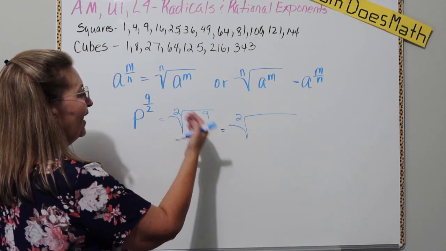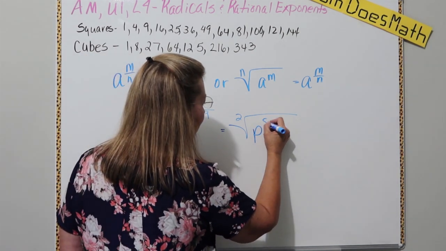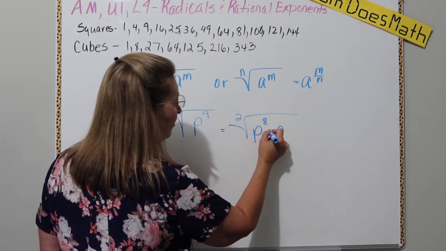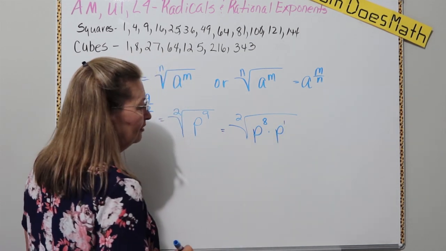So what is backed down from 9? What's the next even number? P to the 8. Now what would you have to multiply P to the 8th by to make the value the same as P to the 9th? Well, P to the 1st.